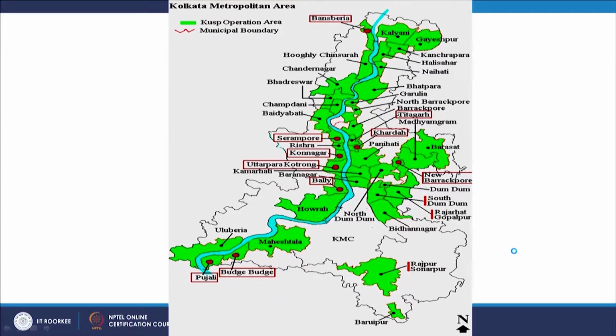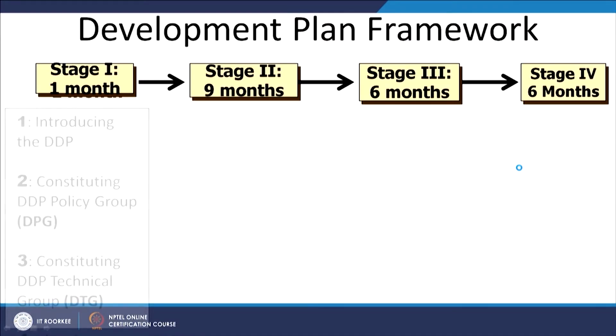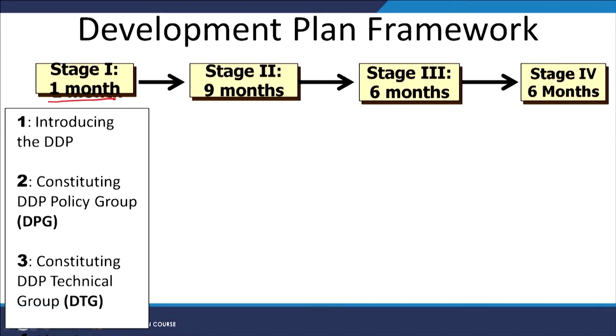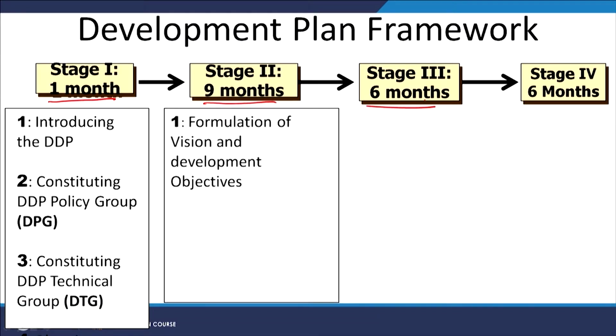So, these are the municipalities around the Kolkata metropolitan area which were involved at that time to make the draft development plan. About 41 urban local bodies within this Kolkata metropolitan area made the plans within this time. Stage 1 involves 1 month, stage 2 9 months, stage 3 3 months and stage 4 6 months.